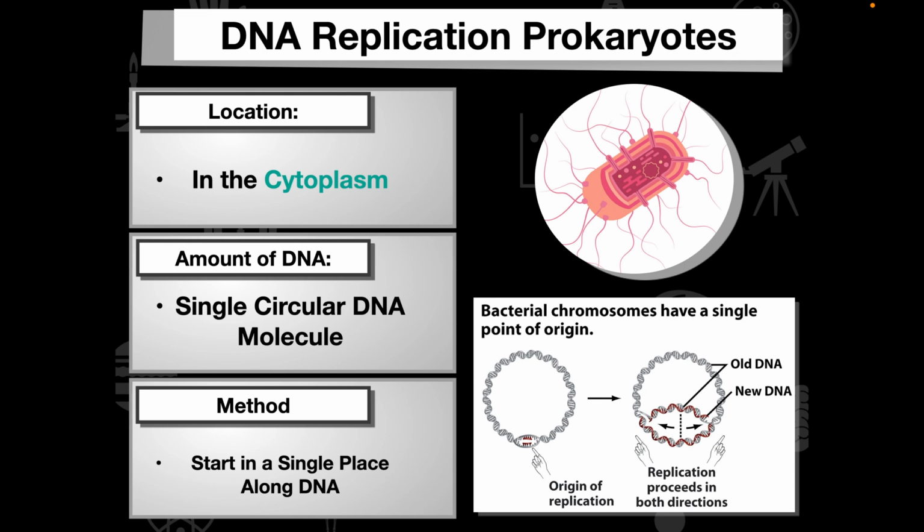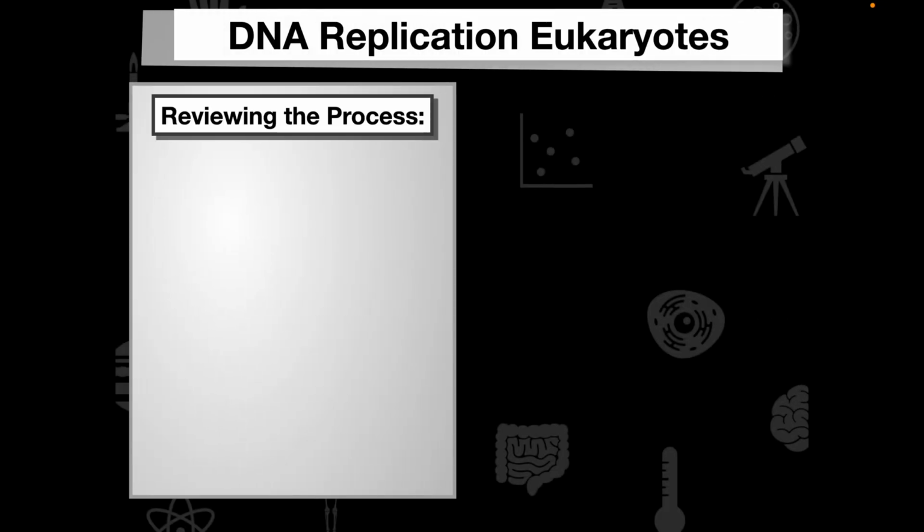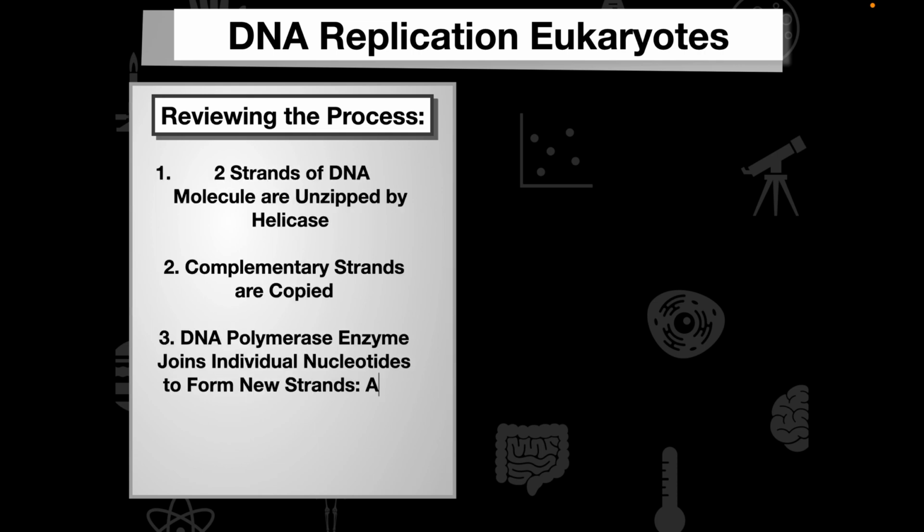So these are the main fundamental differences, and it's because of the structure of the DNA when we compare prokaryotic and eukaryotic organisms. Now, what we want to do is review the process of DNA replication in eukaryotes.